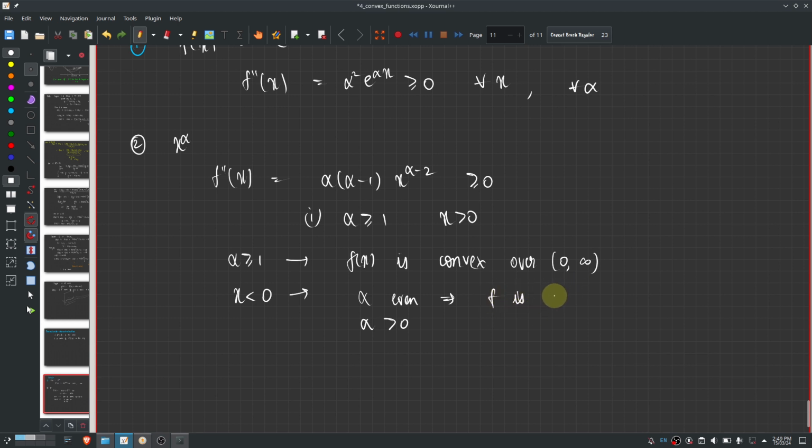F is convex. If alpha is odd, then f is concave. Right?